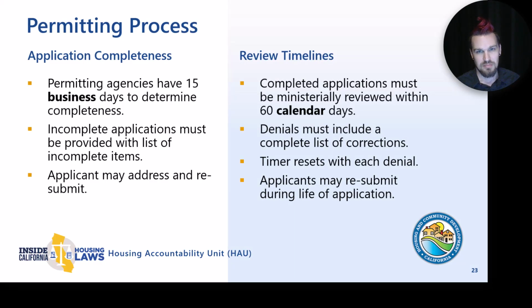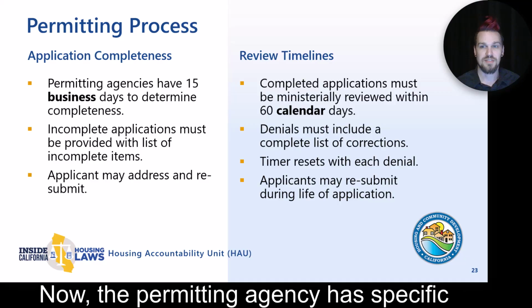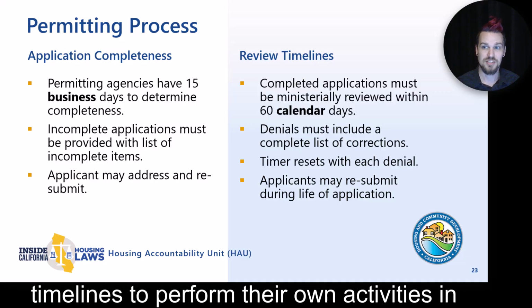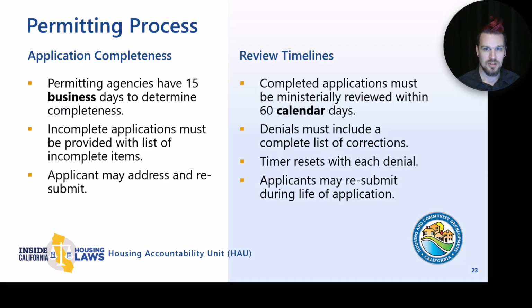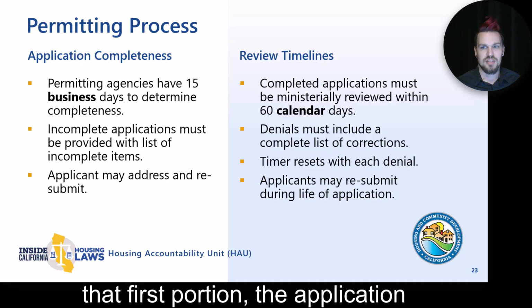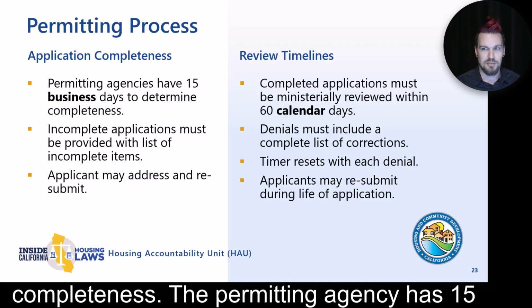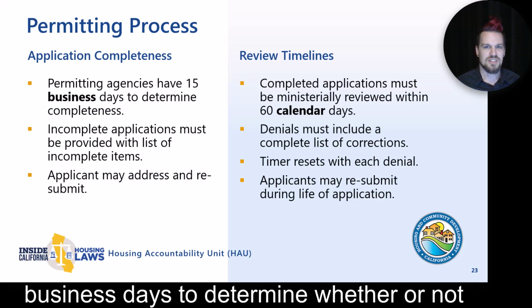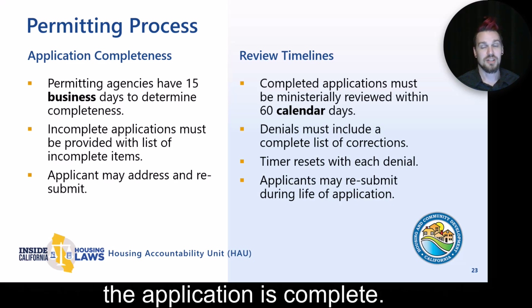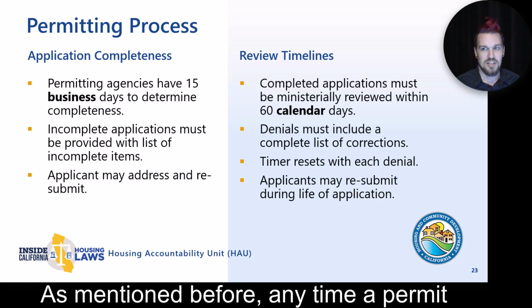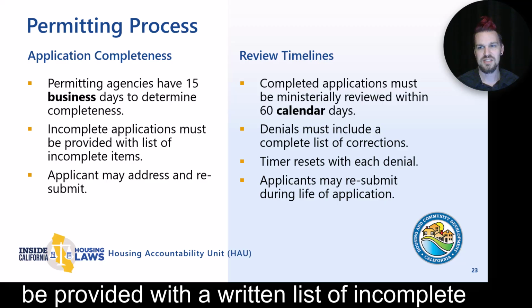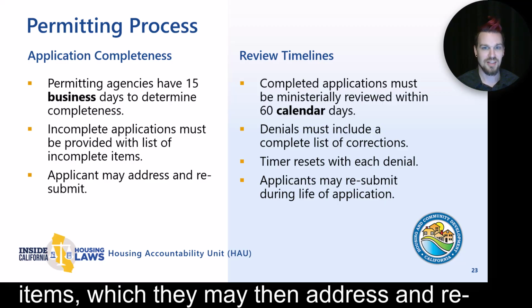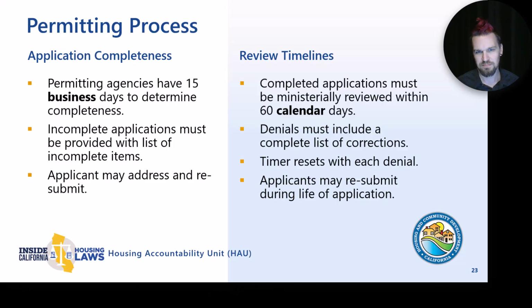Now, the permitting agency has specific timelines to perform their own activities in order to keep ADU permit times as short as possible. For that first portion, the application completeness, the permitting agency has 15 business days to determine whether or not the application is complete. As mentioned before, anytime a permit application is sent back, the applicant must be provided with a written list of incomplete items, which they may then address and resubmit.